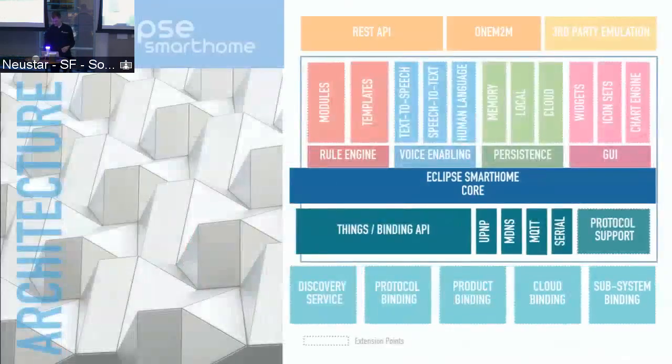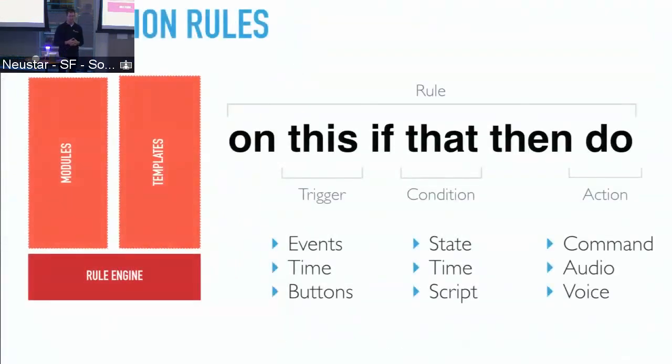So second aspect, the rules. Actually, Eclipse Smart Home has a similar concept like IFTTT, just a bit more powerful. So we extended these concepts to say a rule has actually three parts. The first is the trigger. It's not just one trigger, but you can have a list of triggers which say, okay, under which situation do you want to start the rule?